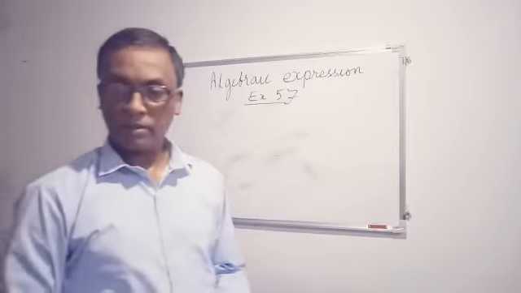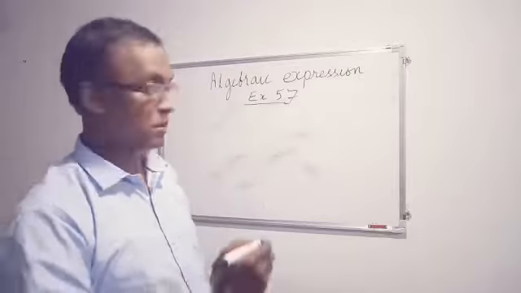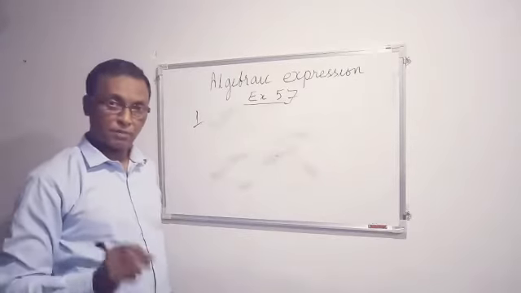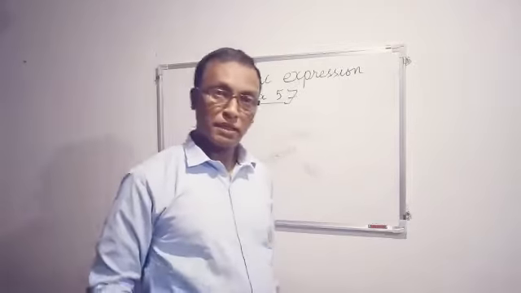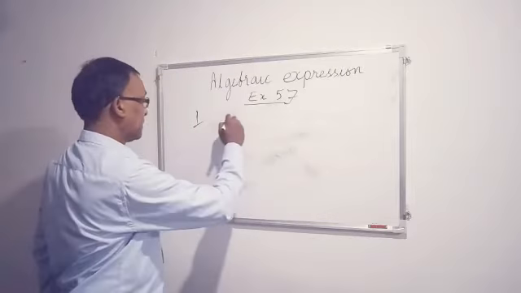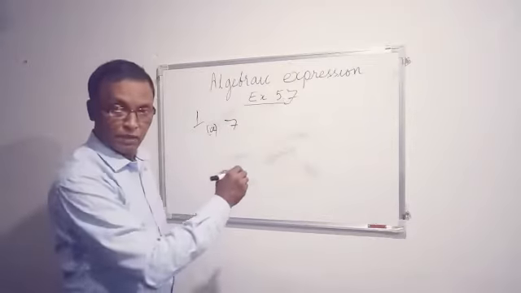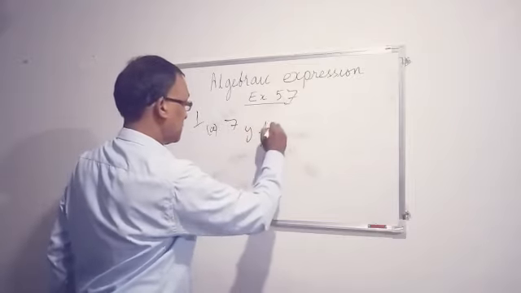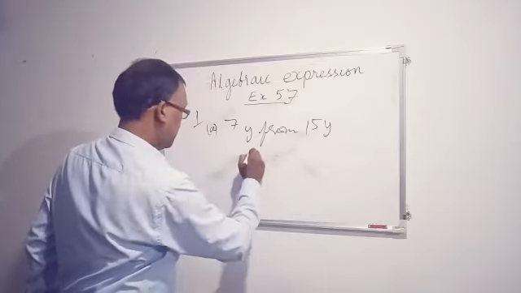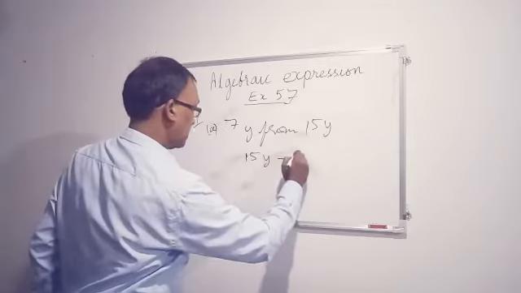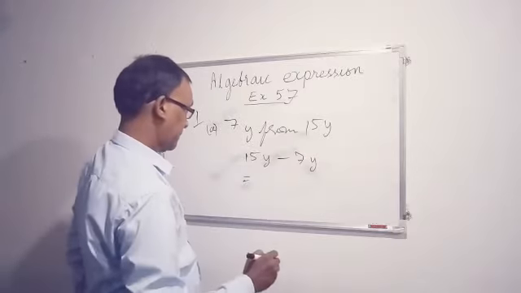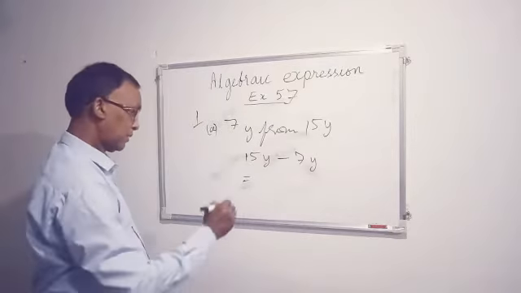Here, simple, same way, we have to do first question number 1, subtract the algebraic expression. It is mentioned in the question to use the horizontal method. So if it is the horizontal method, number A, so 7y from 15y. You write 15y minus 7y. If you subtract this one, 15 minus 7.